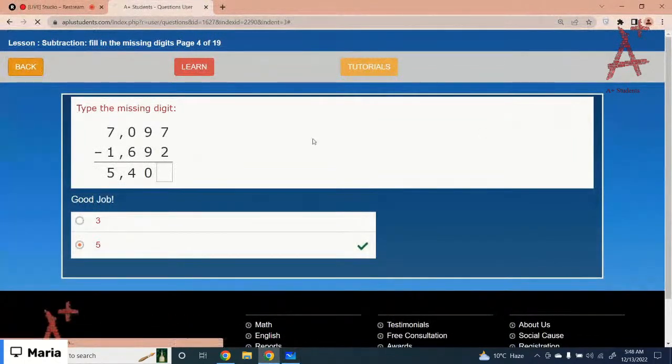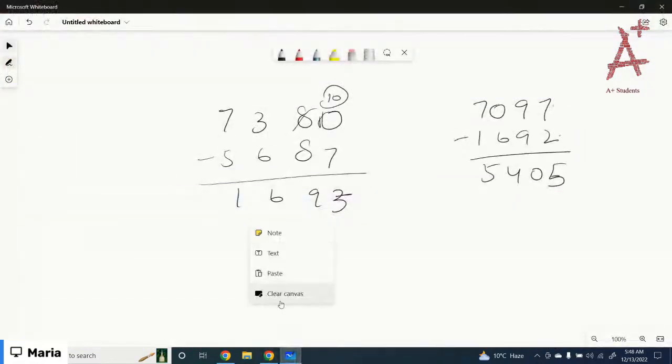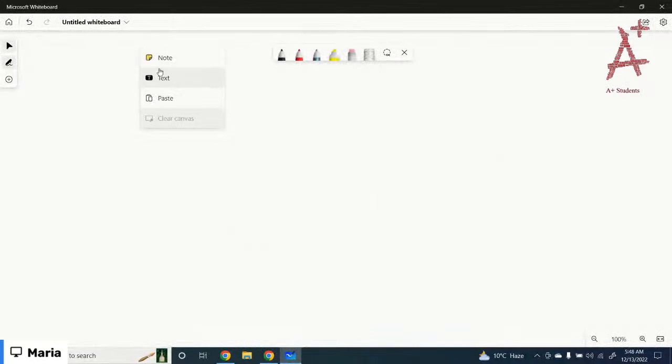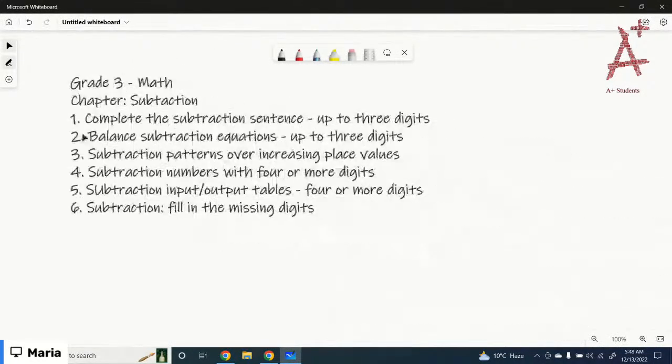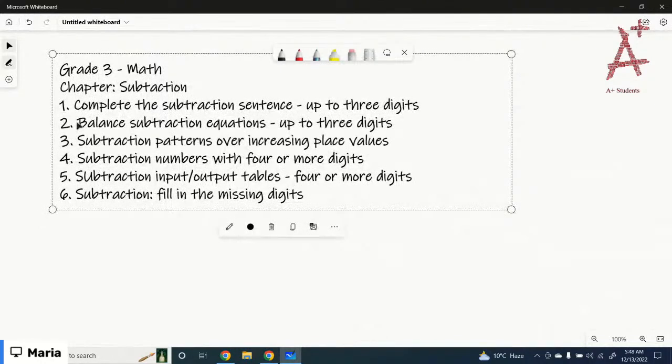Okay, you can complete the test by yourself later today. So here is the list of the lessons we have covered today. We're working on the chapter subtraction. Got it? Okay, I'm going to explain your question.